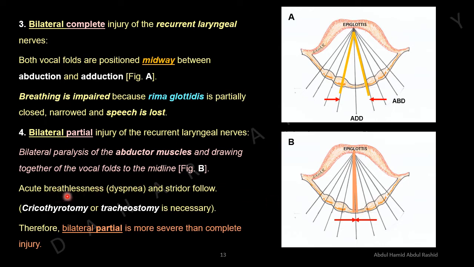Acute breathlessness, dyspnea, and stridor may follow. Cricothyrectomy or tracheostomy is necessary. Therefore, bilateral partial is more severe than complete injury.